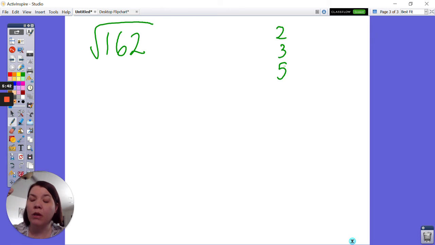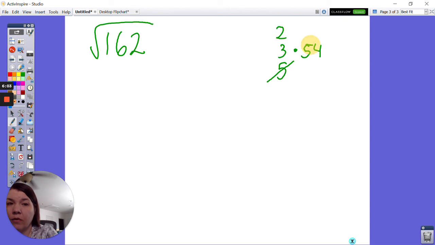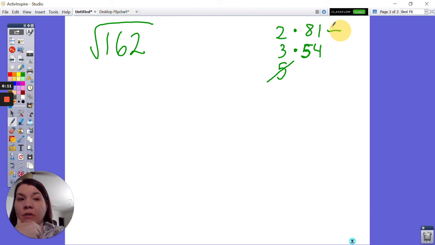So 5 does not go into that number, okay, because it doesn't end in 5 or 0, so that one's out. 3 does go into that number. 3 goes into it, let's see, 42. Neither of those is a perfect square. 2 goes into it 63 times. Oh, there's a perfect square. So I'm looking for perfect squares. Hopefully I know what they are well enough to recognize them. I'm like, oh, there it is.